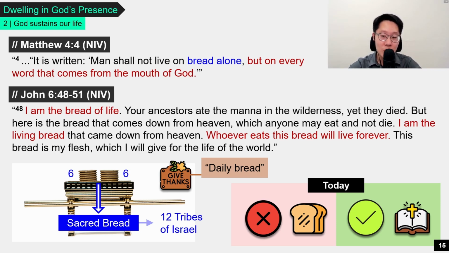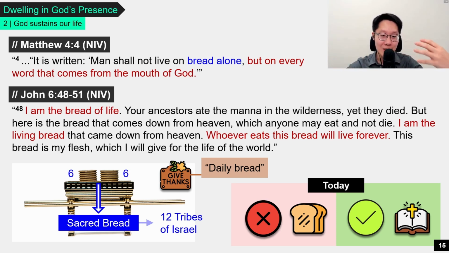So the bread isn't just a physical item, right? It is the word of God. And when we eat this spiritual bread, or when we eat the word of God daily, we will live and we will not die. And Jesus himself declares that he is the living bread. He is the living word, in fact.